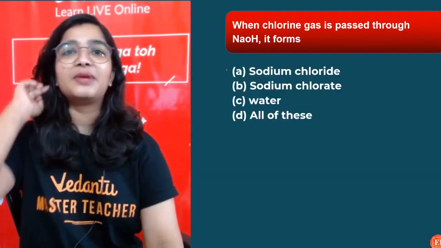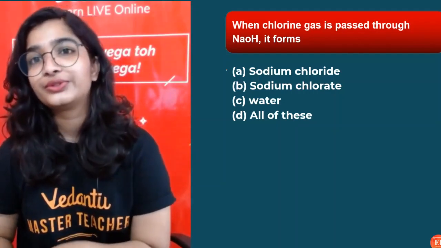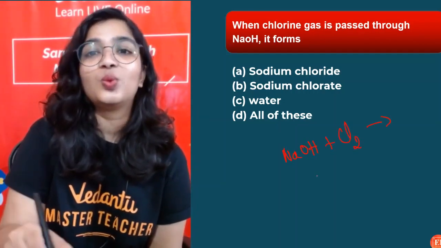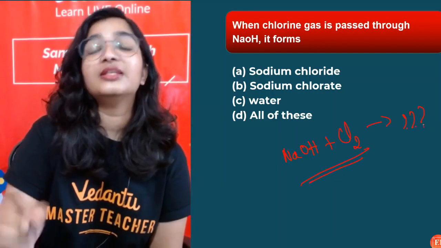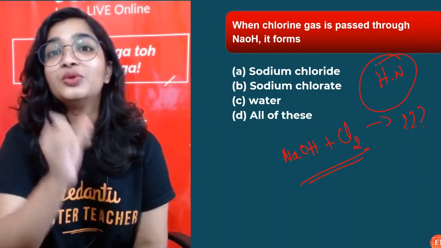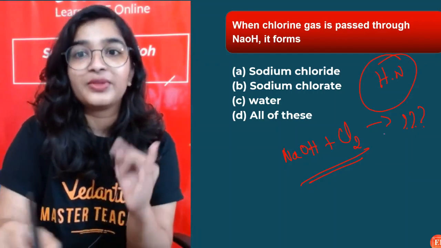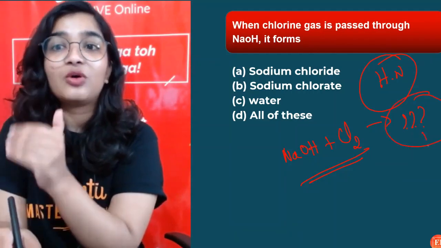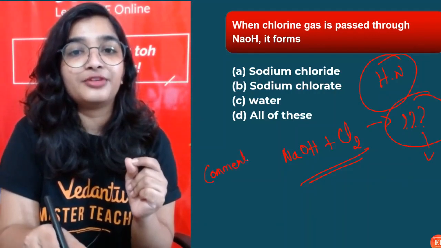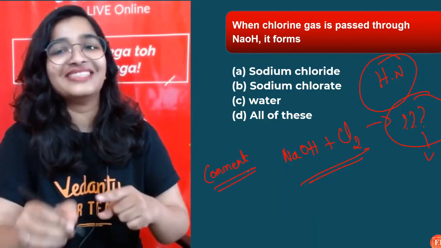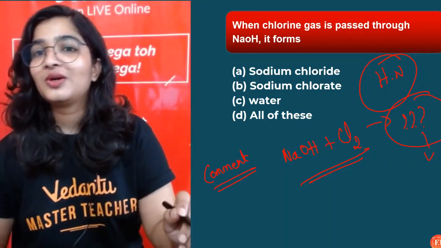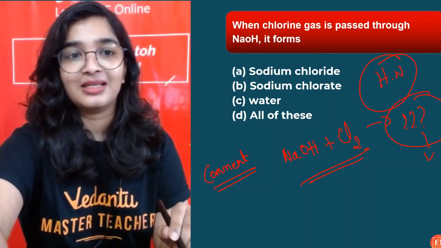When chlorine gas is passed through NaOH, it forms... So NaOH plus Cl2. What will be the products? So this is your homework question. Think and answer, and I want you to write the chemical formula. Just complete the reaction, and what is there on the product side, I want you to mention it in the comment section. Okay, this will be your first homework question. Don't worry, I'll give you one more. See, NaOH plus Cl2. What will be the products? Think.